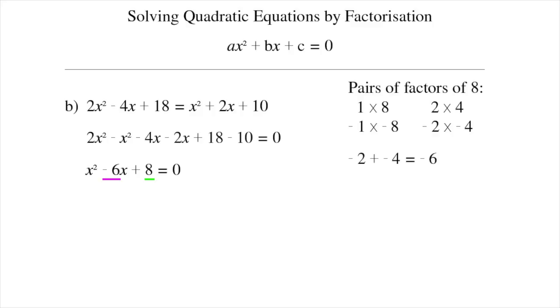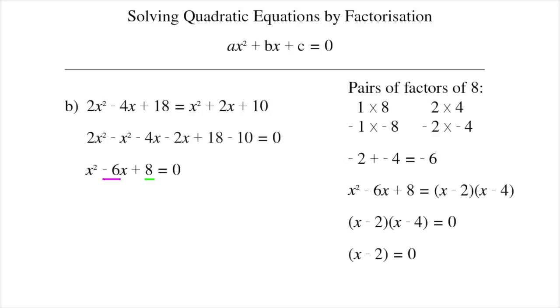-2 plus -4 is -6, so we can write x squared minus 6x plus 8 as x minus 2 times x minus 4. So, x minus 2 times x minus 4 is equal to 0. So either x minus 2 equals 0 or x minus 4 equals 0, in which case x equals 2 or x equals 4.